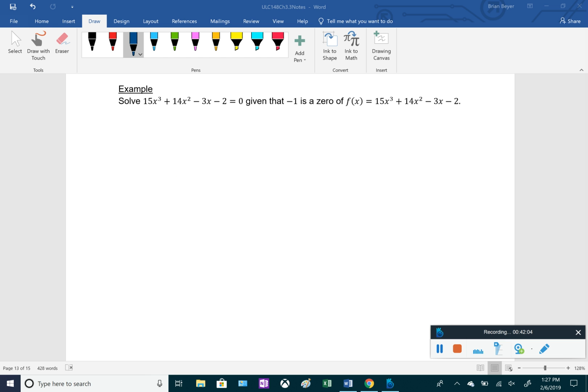So we're trying to solve this polynomial set equal to 0. We're told that -1 is a 0. So I'm going to write this one a little bit less than last time. Based on the factor theorem, f of -1 equals 0 means that x plus 1 is a factor of f of x.